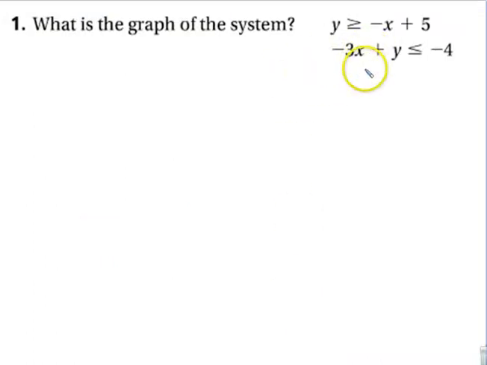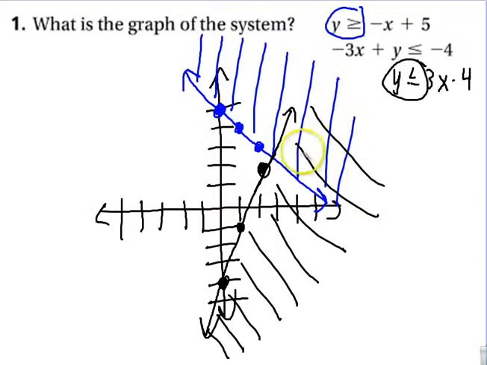All right, I would like for you to graph this one. So pause it right now, and when you replay it, you'll see the solution. So the yellow is your answer. Okay. That's what it looks like.